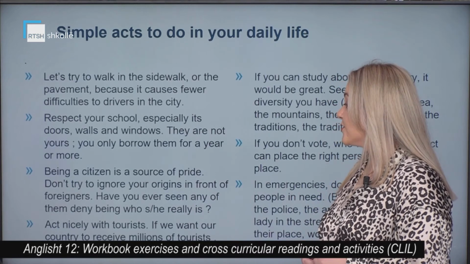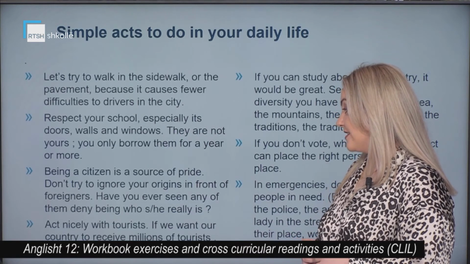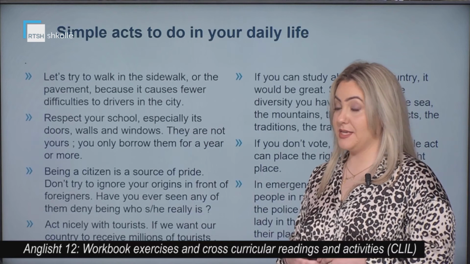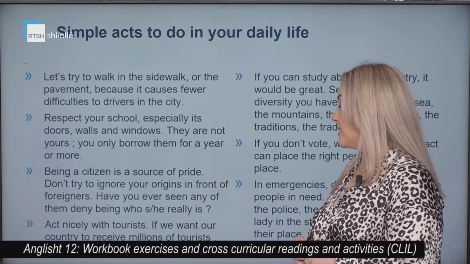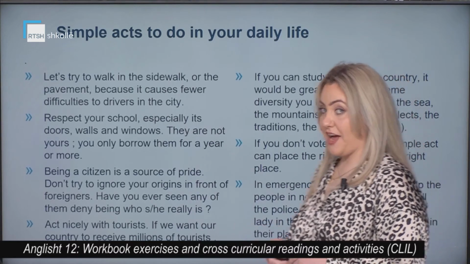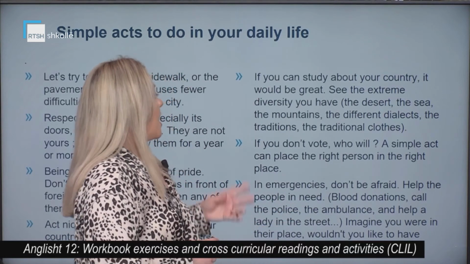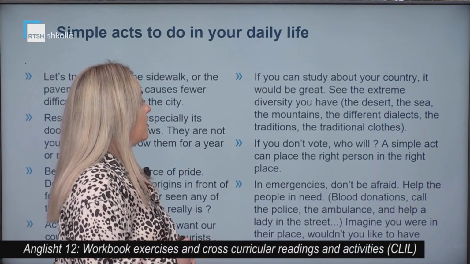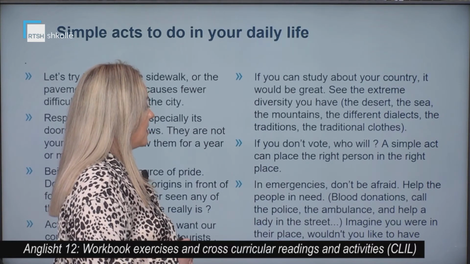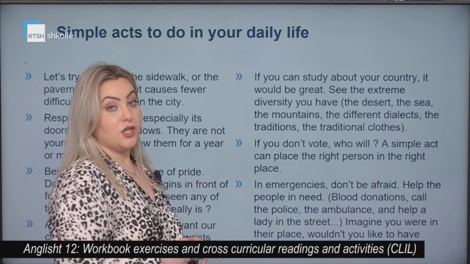Being a citizen is a source of pride. Don't try to ignore your origins in front of foreigners. Have you ever seen any of them deny being who she or he really is? Act nicely with tourists. If we want our country to receive millions of tourists, try to be nice. Millions, or maybe hundreds or thousands. If you can study about your country, it would be great. See the extreme diversity you have: the desert, the sea, the mountains, the different dialects, the traditional clothes also.